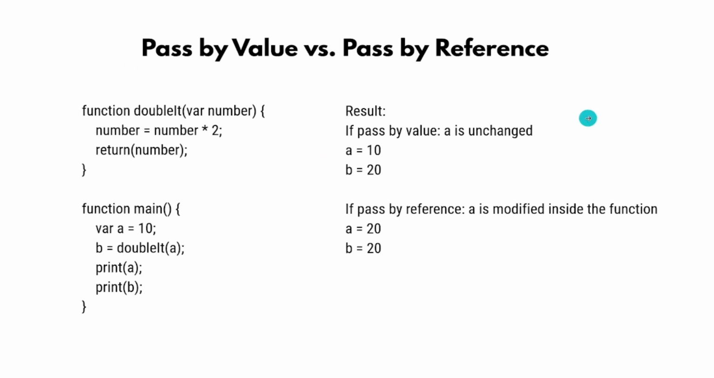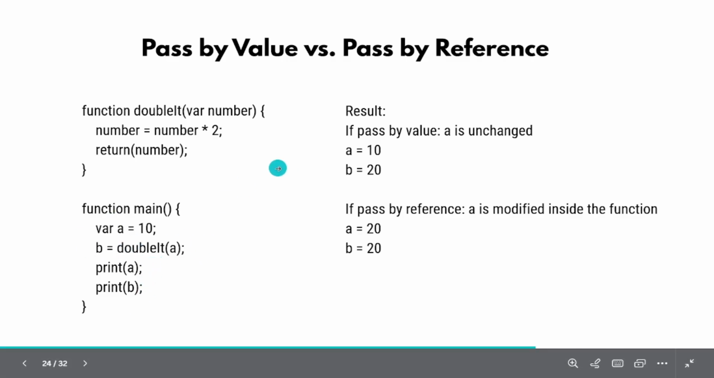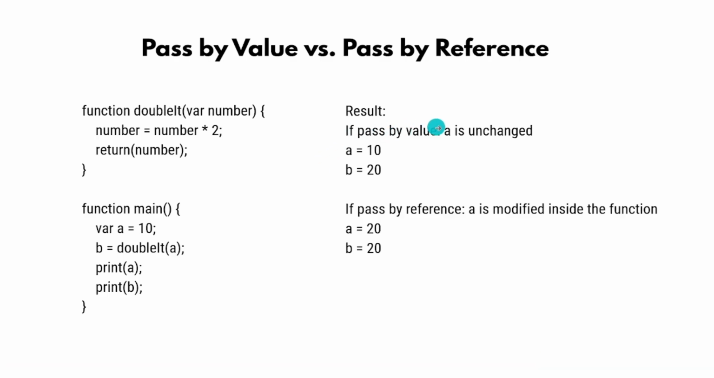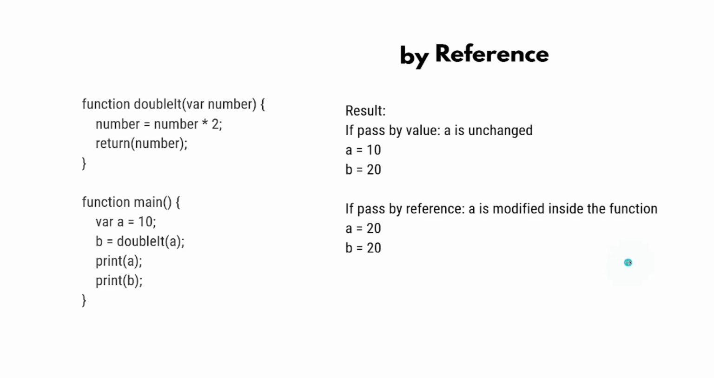here's an example, right? Here we have a function that you're just squaring whatever number you put in. So this is in Java, by the way. And then you have another function that takes variable a is equal to 10, and then b is double of a, and then you want to print a and b. So the result is if you're using pass by value, then a is unchanged. So a is 10 and b is 20. But if you use pass by reference, a is modified inside the function. A is equal to 20 and b is equal to 20.